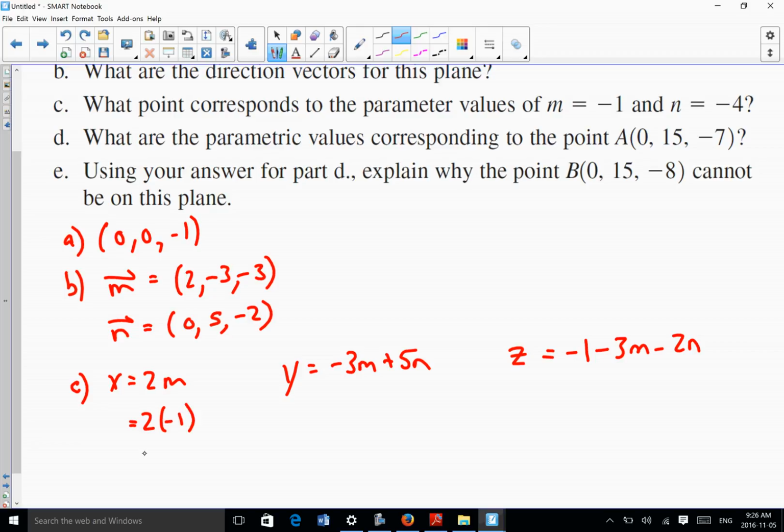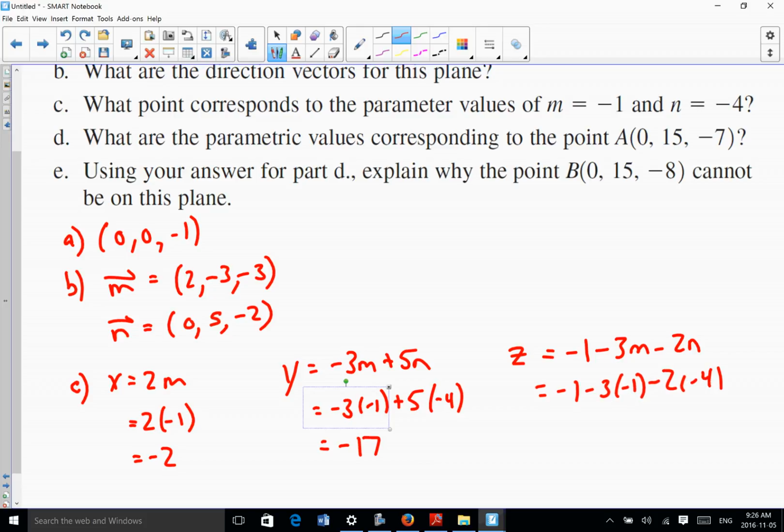m is negative 1. Oh, so my x is negative 2. m is negative 1 and n is negative 4, so we'll get 3 minus 20, which is negative 17. And z is negative 1 minus 3 times negative 1 minus 2 times negative 4. If we figure all that out, we get negative 1 plus 3 plus 8, which is 10. Okay, there's part C done.